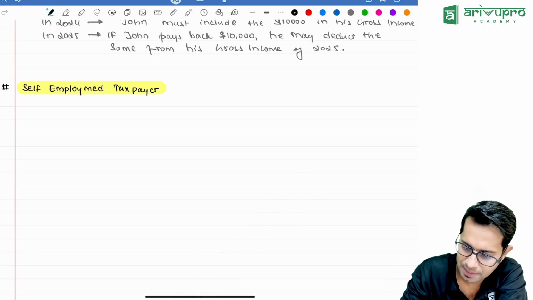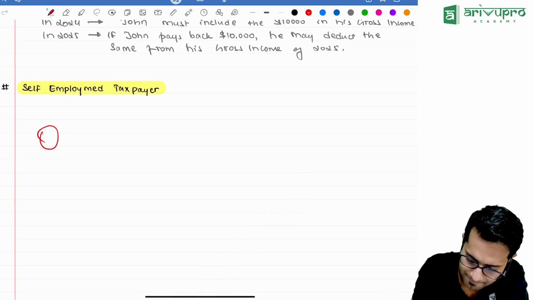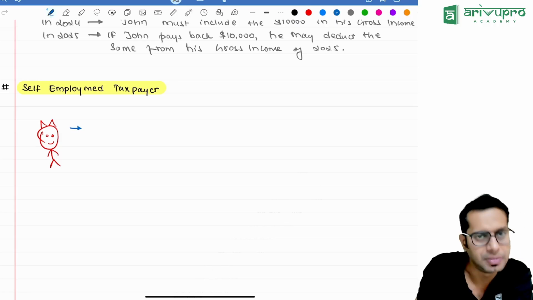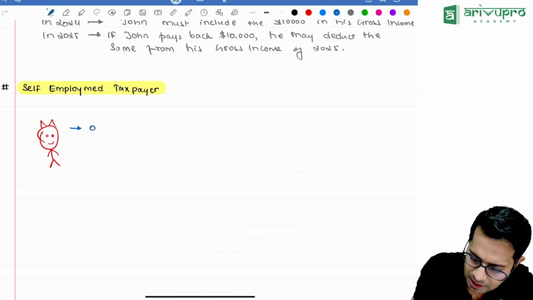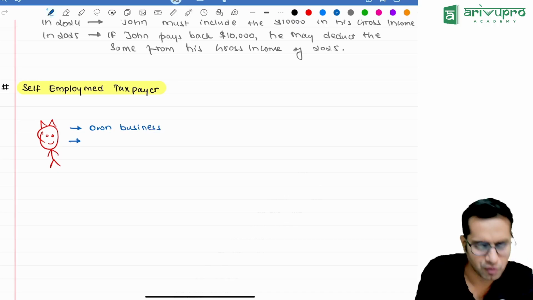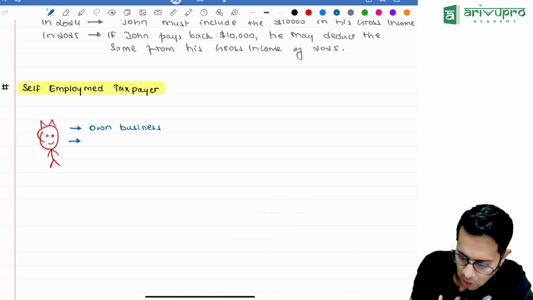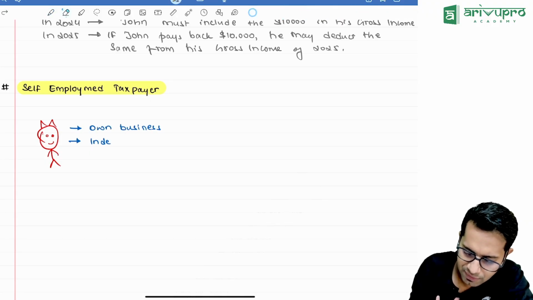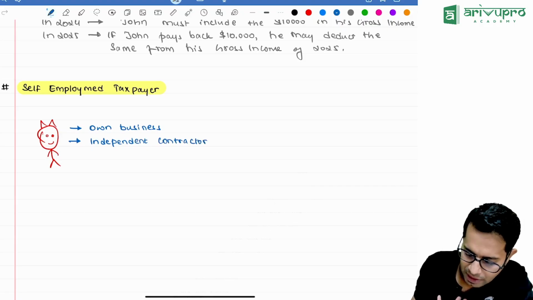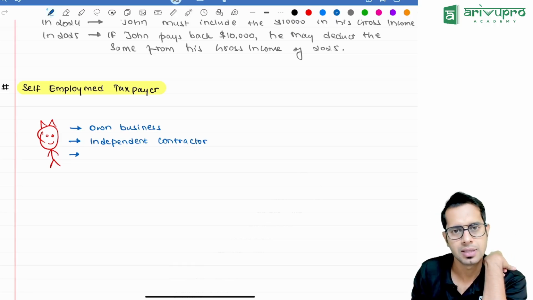For example, let me take, say, I am earning money. Now, how am I earning money, sir? If I earn money through my own business, how am I earning money, sir? I am earning money from my own business. It can be any type of business or profession. Or I am acting as an independent contractor of any company. I am working for some company as their contractor. So if I am an independent contractor, then I will be called a self-employed taxpayer.